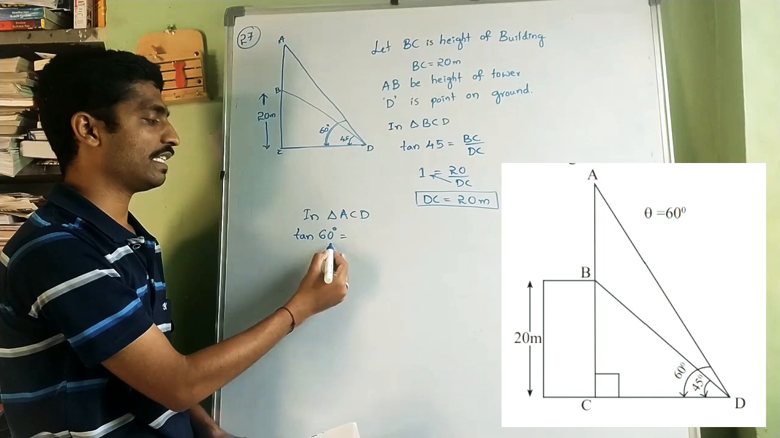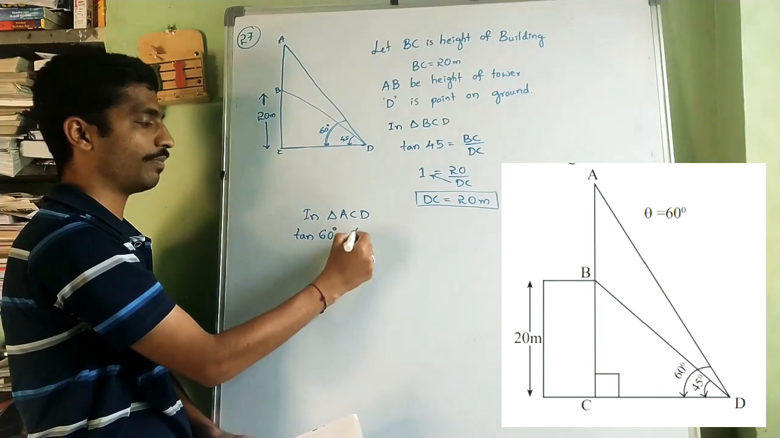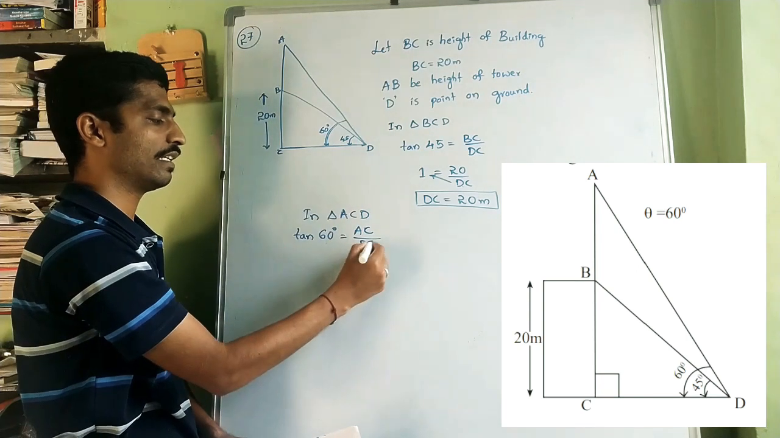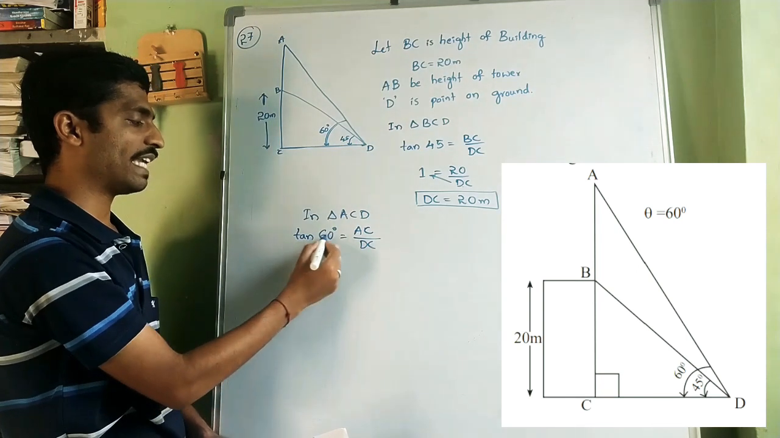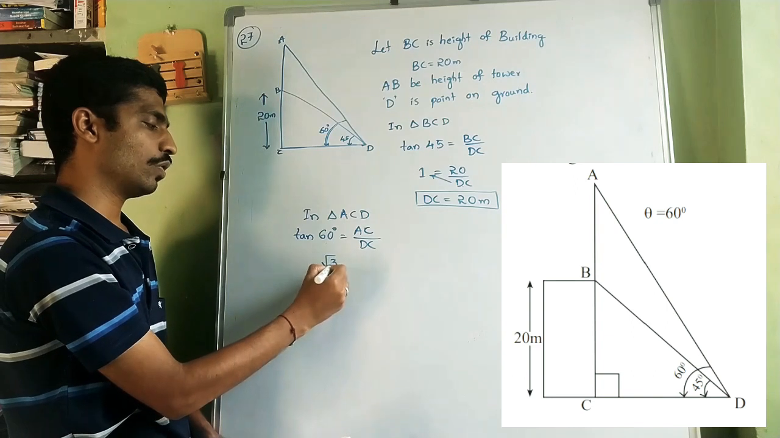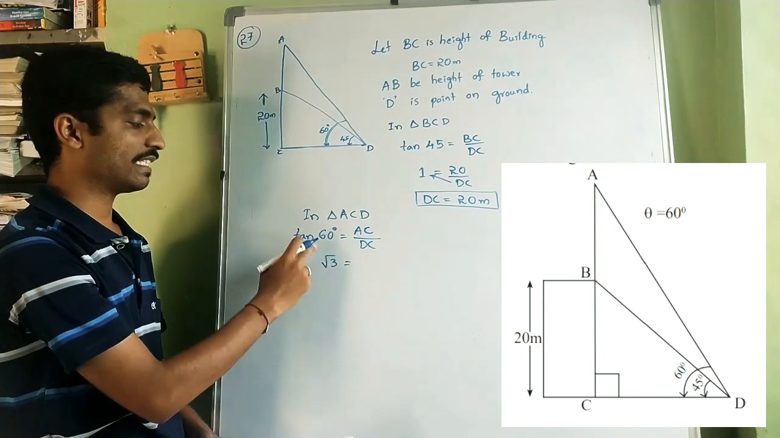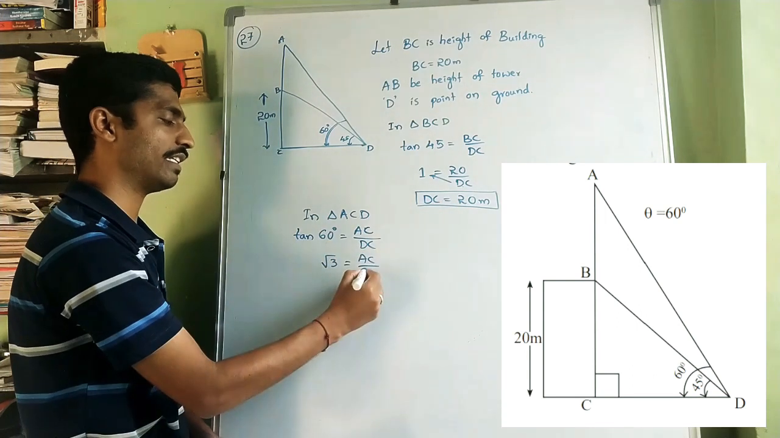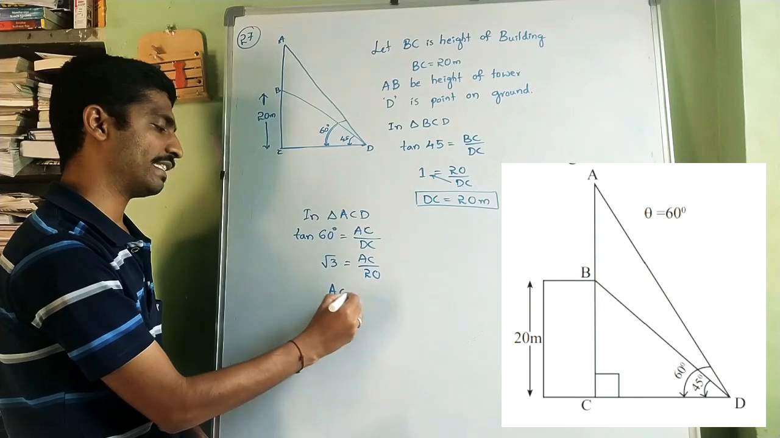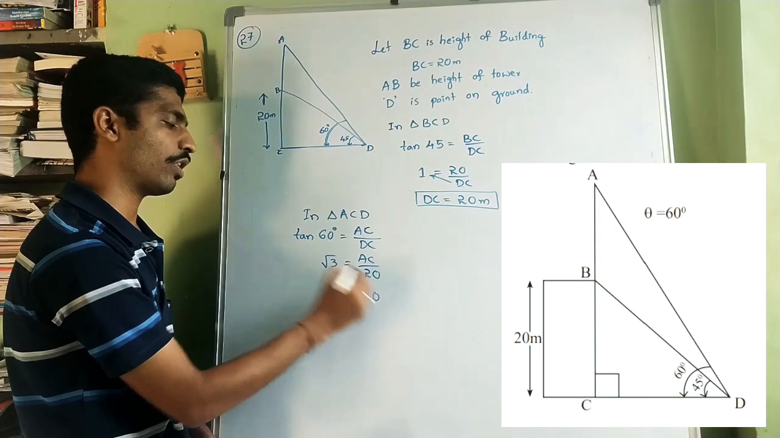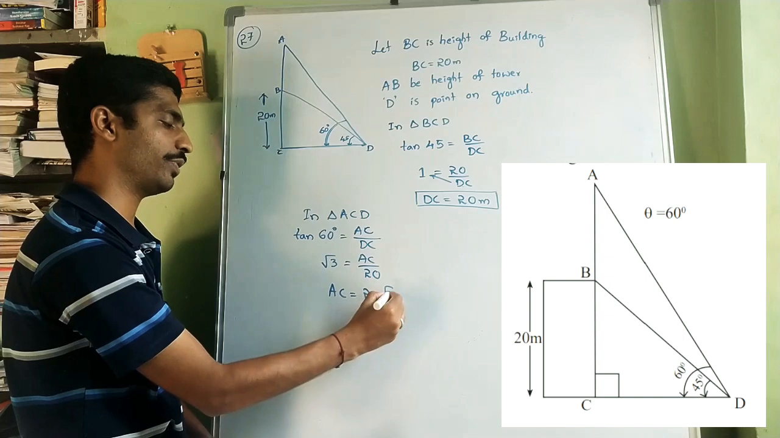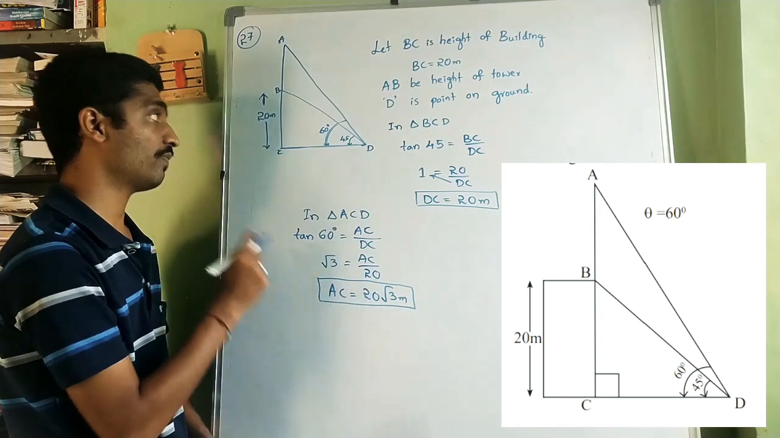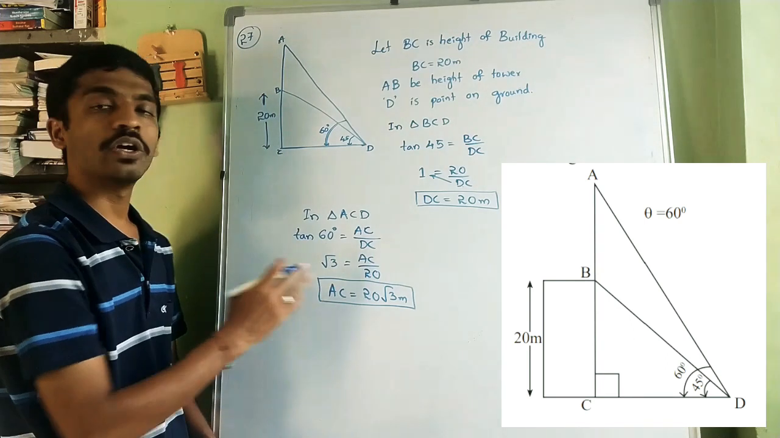Okay, so tan 60 is nothing but opposite. What is opposite? AC, divided by DC, that is 20 meters. So tan 60, what is the value? That is root 3. Tan 60 is root 3, and here AC we don't know, but we know the DC, that is 20. So AC equal to, if you cross multiply, 20 into root 3, 20 root 3 meters. So now we got the total height of tower and building, that is 20 root 3.